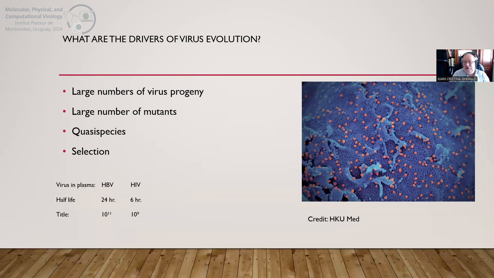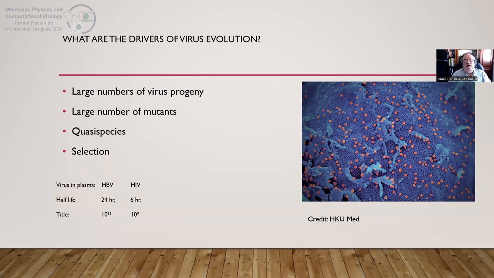Okay, so what are the drivers of virus evolution? Viruses use all the mechanisms that we know, but there are some things you have to keep in mind when studying the evolution of viruses. First, the large numbers of progeny. Here you have SARS-CoV-2 on a cell surface. It can be more than that too. So, the large number of viral progeny.